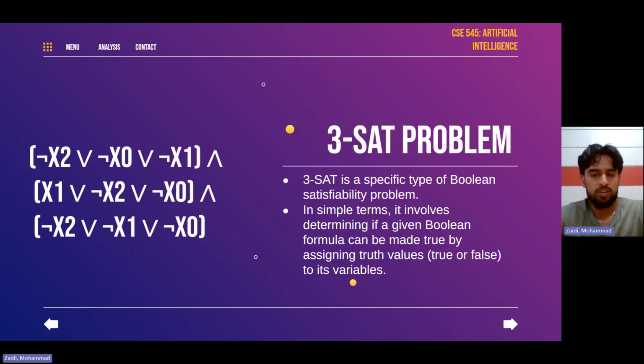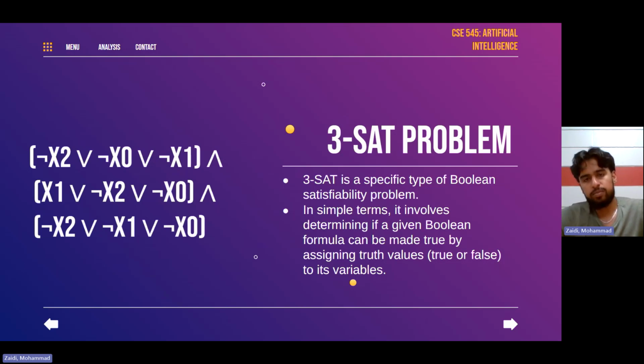In simple terms, it involves determining if a Boolean formula can be made true by assigning truth values, true or false, to its variables. On the left side, you can see one of these formulations in CNF, or conjunctive normal form, where we have 3 clauses, and each clause has 3 variables, hence 3 SAT, 3 satisfiability. These variables can either be negated, like you can see with these signs, or they can just be the variable on its own. The variables are ORed within the clause, and there's an AND between the clauses.